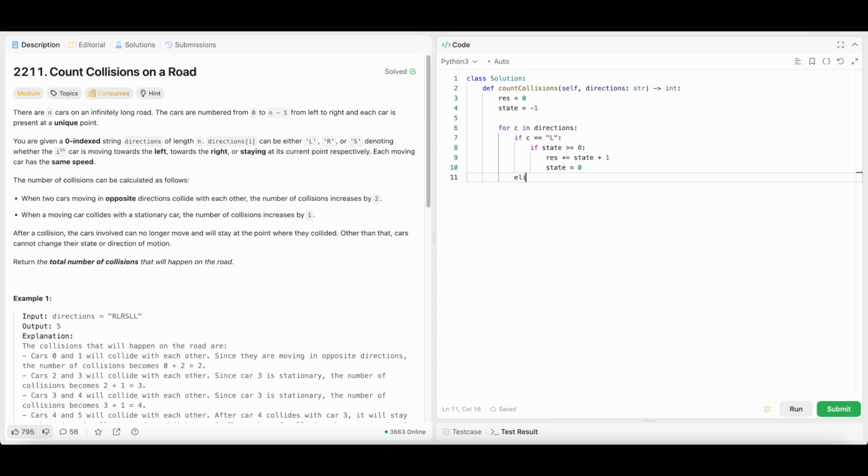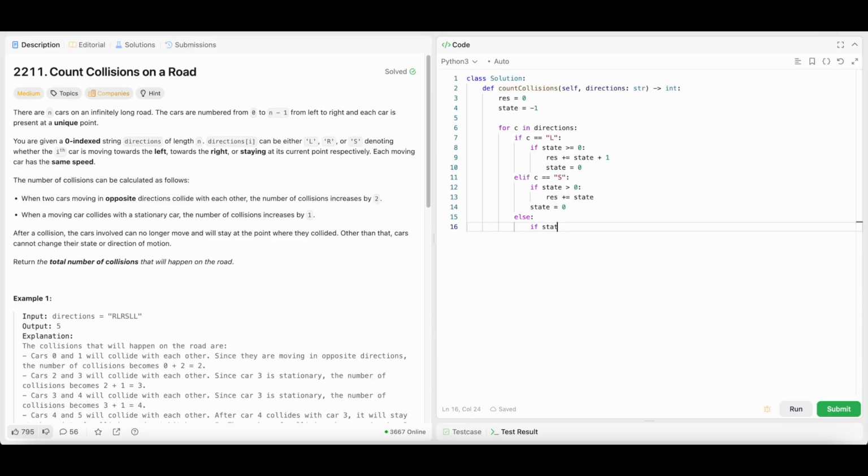Now we will check if the current car is staying, so if C is equal to S. If it is, then we need to check if the state is greater than 0. If it is, then we will just add state to the result. Otherwise, if it's moving left, meaning if it's negative, then we just reset state to 0.